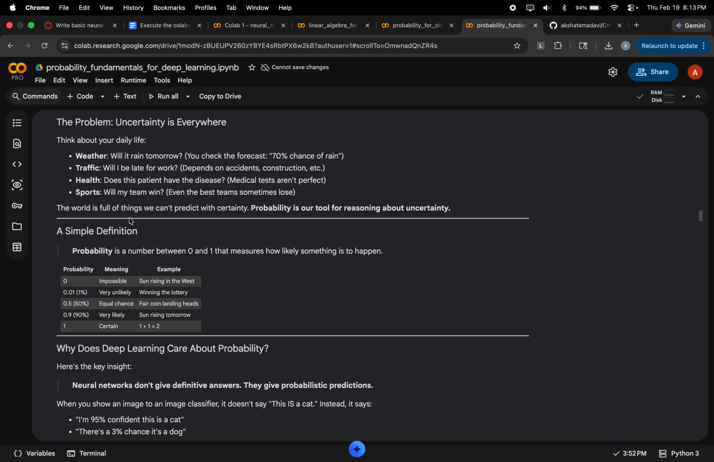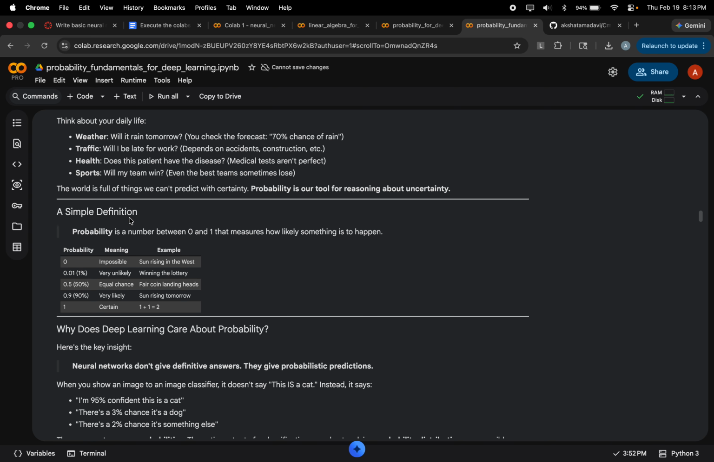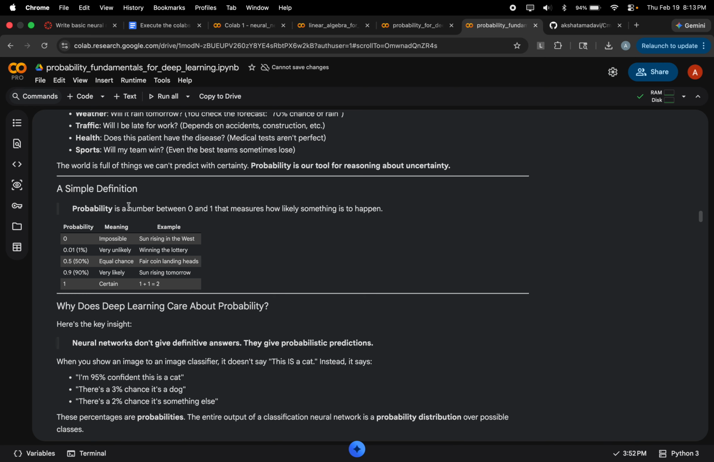The world is full of things we can't predict with certainty. Probability is our tool for reasoning about uncertainty. So probability in simple terms is a number between 0 to 1 that measures how likely something is to happen. So 0 is basically impossible, and 1 is very certain that it is going to happen, like the facts. So 1 plus 1 is always going to be true. So that is very certain. There are no chances in it. And 90% is very likely. It might happen. There are chances of not happening as well. So that's why 50% is equal chance.